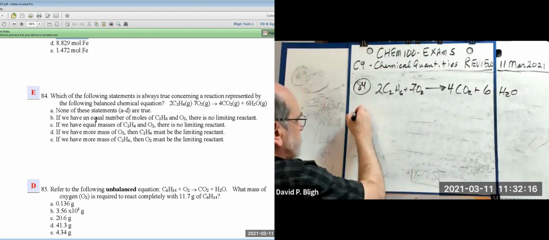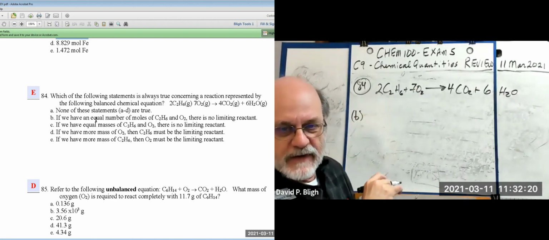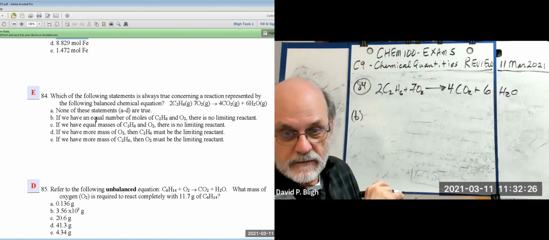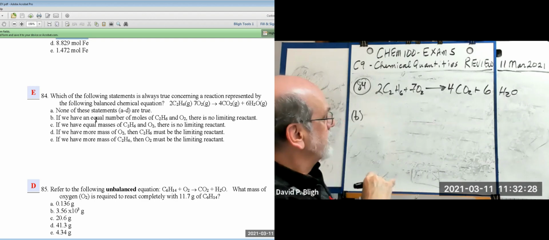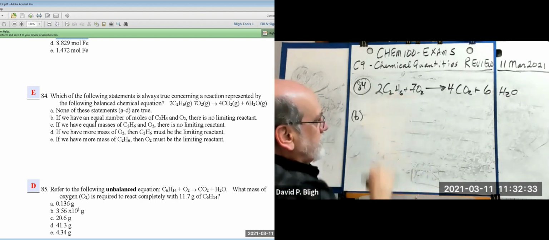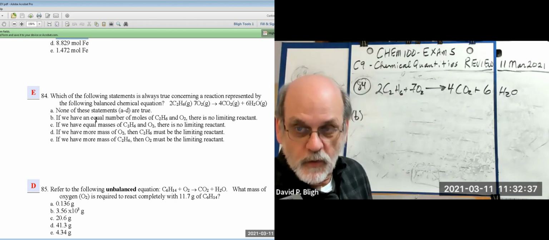All right. B. We'll come back to A if we need to. If we have an equal number of moles of C2H6 and O2, there's no limiting reactant. Equal number of moles of this one and that one. If the equal number of moles, which one runs out first?